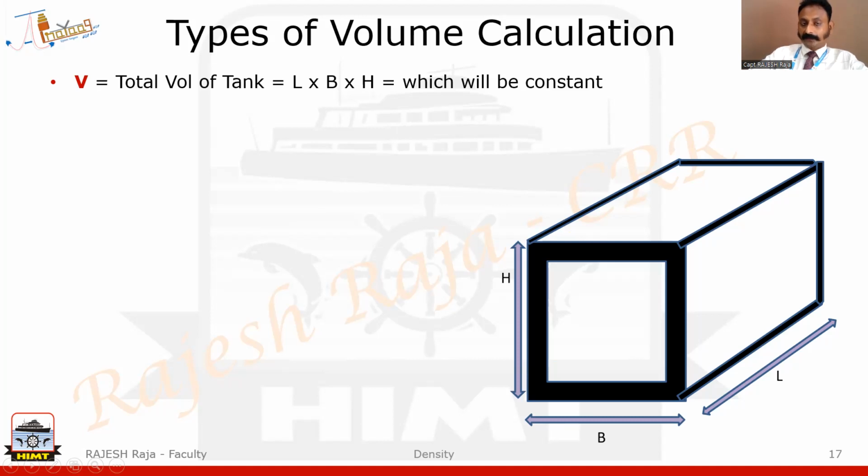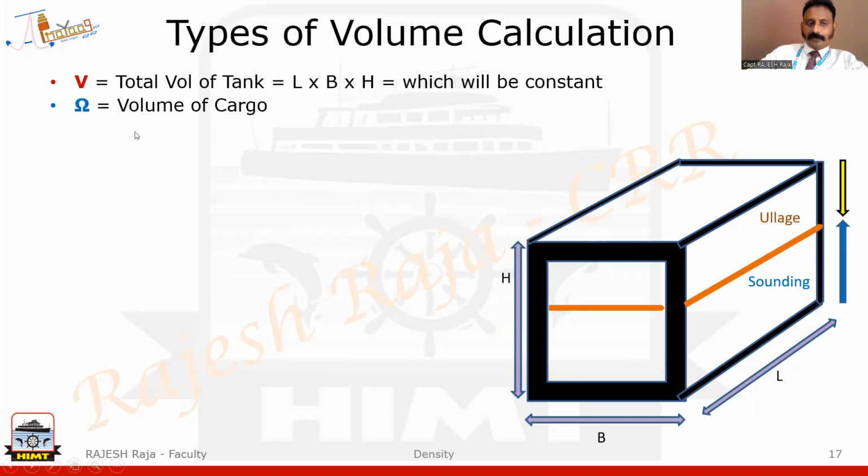Similarly, if I fill up the tank with complete cargo also, the volume of the cargo is exactly the same. So let us consider this maroon color vector as volume of the tank. That means it can be empty or full. Okay. Now I'm going to partially fill the cargo. Let us say up to this level. If I partially fill the cargo, you can see I will get a sounding, and you can see I will get an ullage. And let me call the volume of the cargo as omega. So you can call this only cargo as omega.